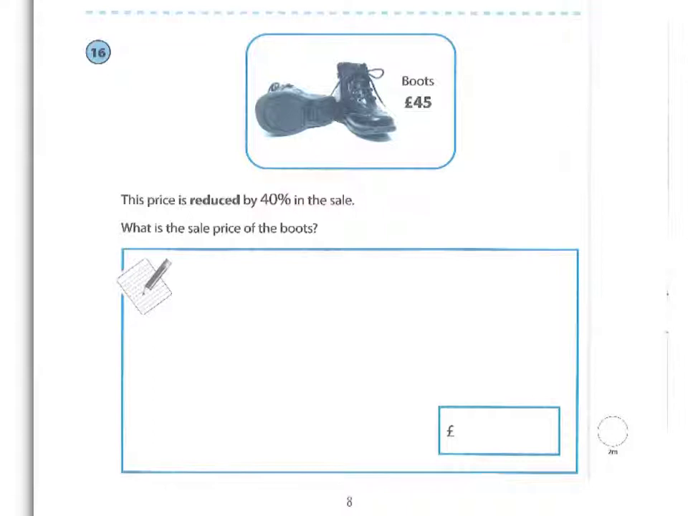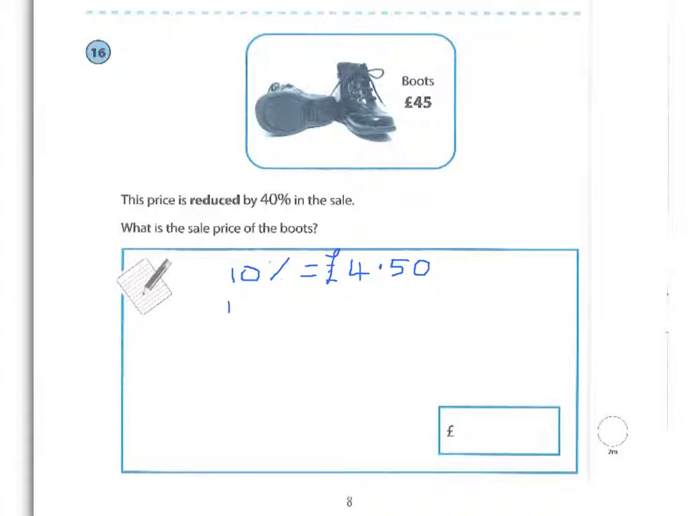Question 16. This pair of boots in the picture were originally £45. The price is going to be reduced by 40% in the sale. So what is the sale price of the boots? Well, the easiest percentage to work out to start off a problem like this is to work out the 10% value of the boots. Now to do this, you would divide the price of the boots by 10. So that would give us £4.50 as the 10% value of the boots.